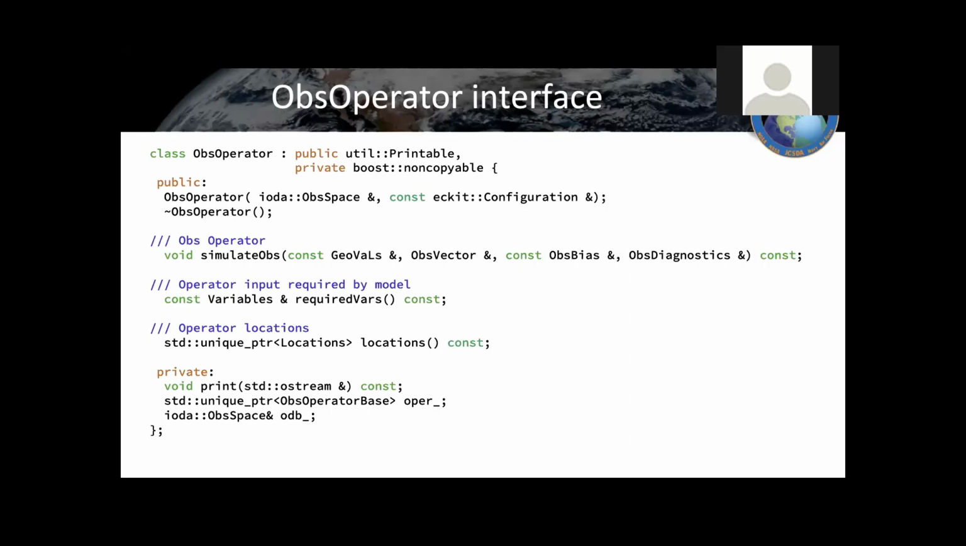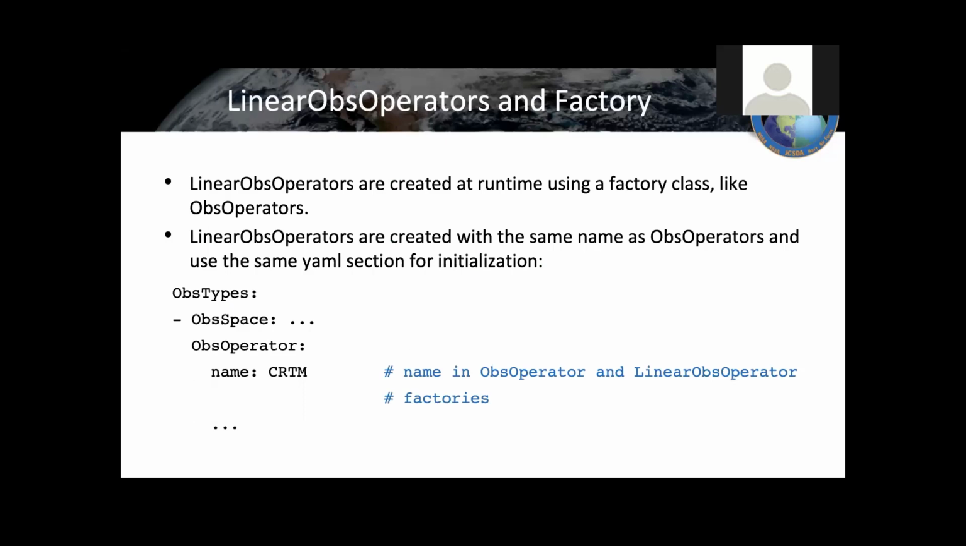It's also important to mention that UFO implements some linear observation operators too. Linearization is important for cost function minimization and data assimilation. You can do a retrieval based on a set of measurements, and you're using linear observation operators to minimize your error. So they're implemented very similarly to regular operators. They're also configured in YAML. They go through the same procedure of being created at runtime using a factory class.